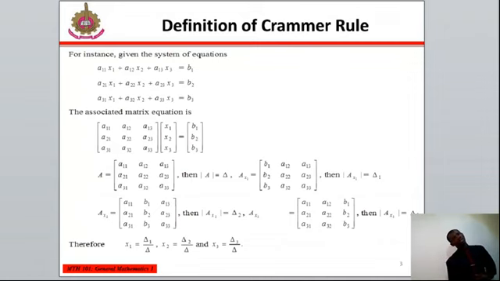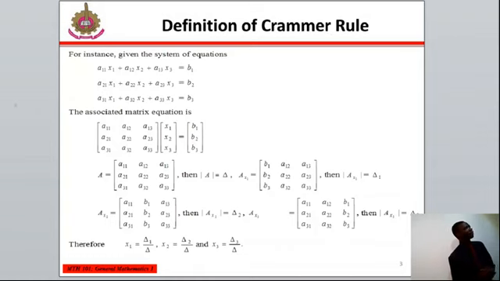Cramer's rule uses determinants. We make use of determinants to obtain the unknowns for a system of linear equations. What are we talking about? It means that if you want to make use of Cramer's rule to solve a system of linear equations, you make use of the determinants, and we are going to see how to solve some of these problems using this same rule.